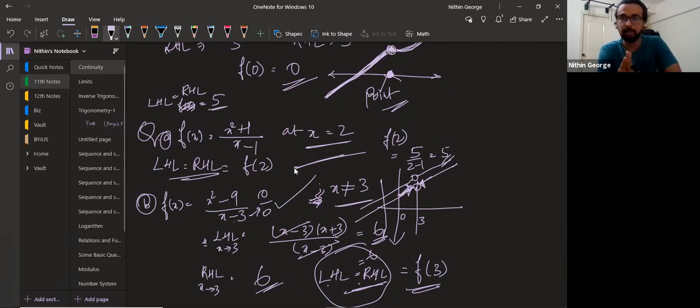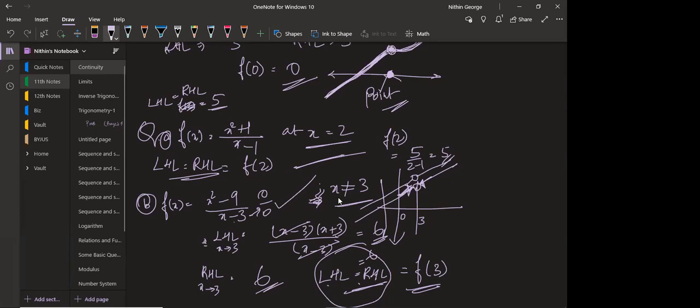But the limit can be defined. That's why we have an indeterminate form and we try to remove it and see where it tends to. That's why we say the value of the limit is different from the value of the function at that point. You getting this, guys? Yes, sir. Got it, sir.